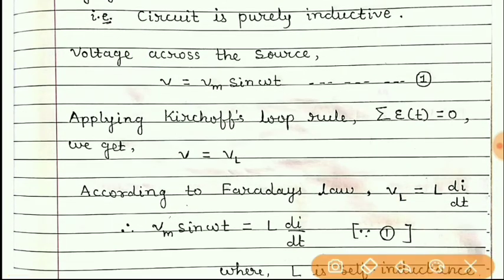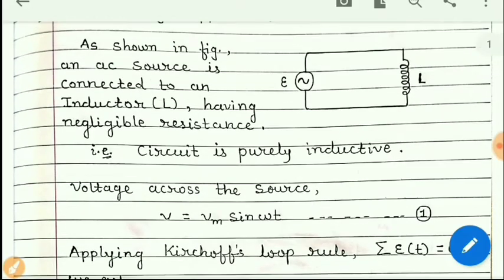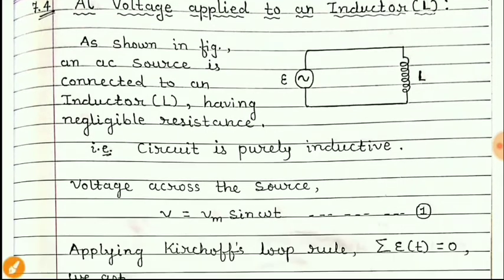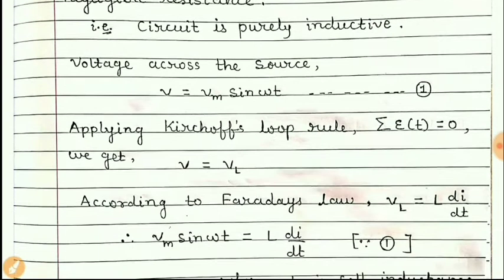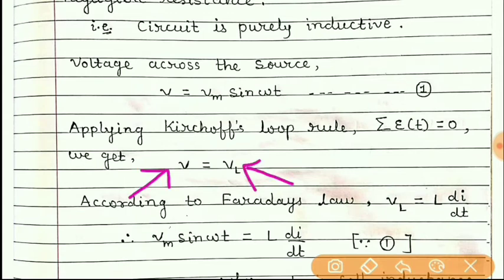Applying Kirchhoff law, summation of the potential difference across the circuit results in 0. That means whatever the voltage supplied by the source, that voltage is obtained at inductor L, and their summation is 0. So we can say that the source voltage is equal to voltage across the inductor.